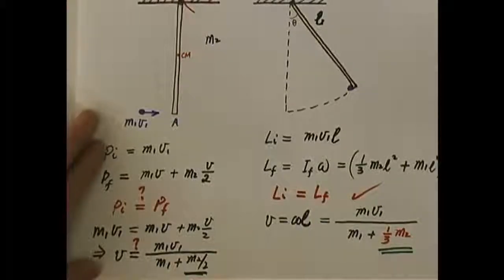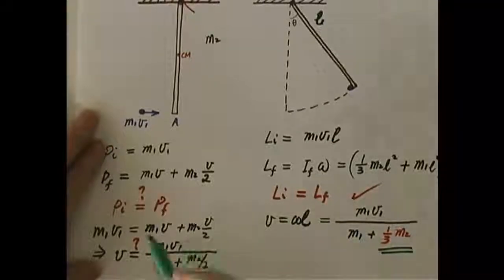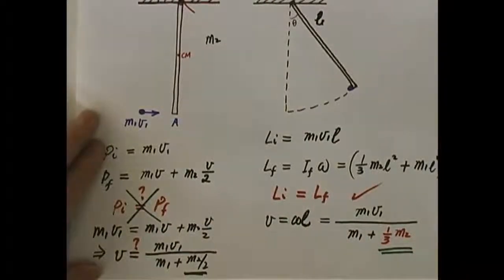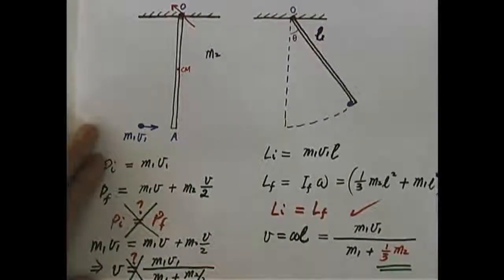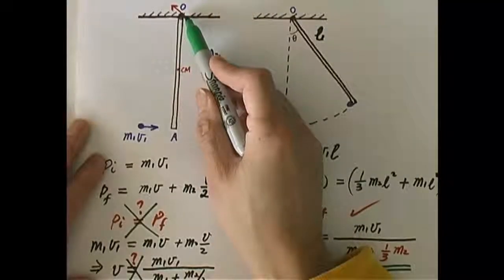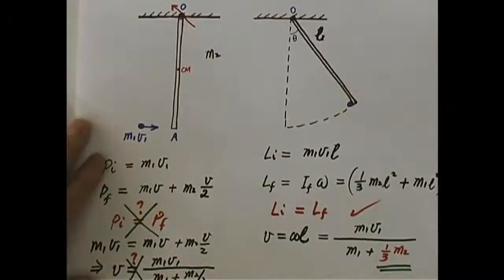But we know for sure that we have conservation of angular momentum. This is certainly correct. That means this must be wrong. You don't have that. So what does that tell us? It tells us linear momentum is not conserved during the impact. And why is that? Because there must be an impact force here. There must be an impact force, and that force is external, and therefore you don't have conservation of linear momentum.